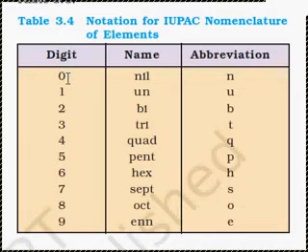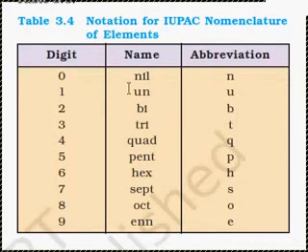Now for digit 0 we have NIL, and abbreviation is N. For digit 1 we write UN and abbreviation is U. 2 BI, B. 3 TRI, T. 4 QUAD, abbreviation Q. 5 PENT, P. 6 HEX, H. 7 SEPT, S. 8 OCT, O. 9 ENN, E.